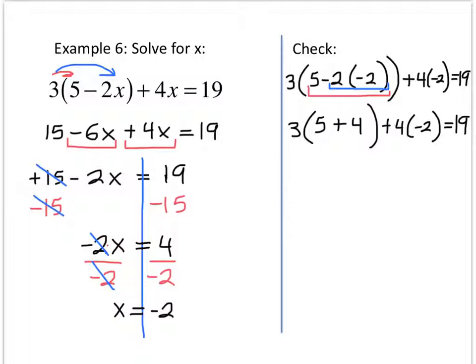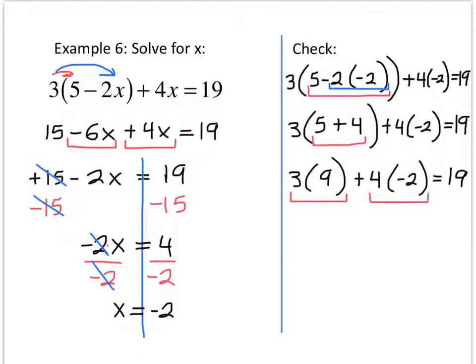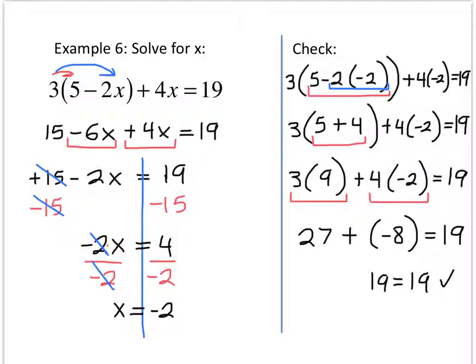So, still inside the parentheses. Now I can simplify the 5 plus 4, giving me 3 times 9 plus 4 times negative 2 equals 19. Now that the parentheses are simplified, I'm moving on to multiplication and division. And I see there's two multiplications here. So 3 times 9 is 27. 4 times negative 2 is a negative 8. And I can confirm that 27 plus a negative 8, or in other words, 27 minus 8 is 19. So we have, in fact, done this correctly.